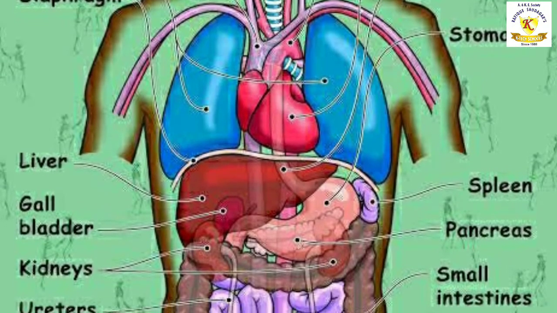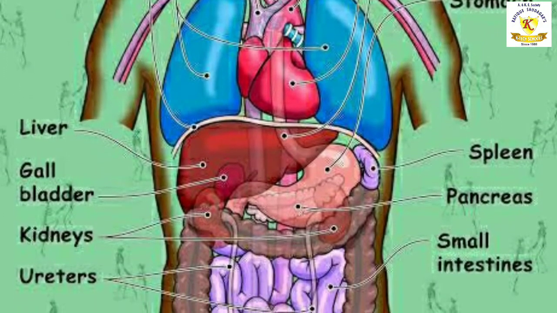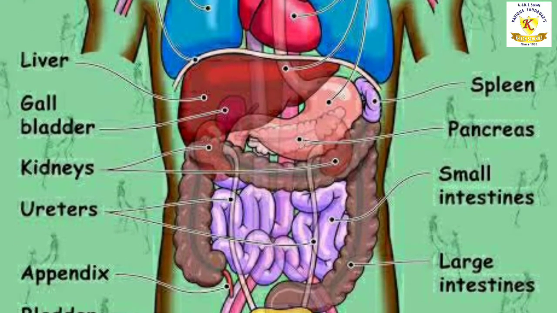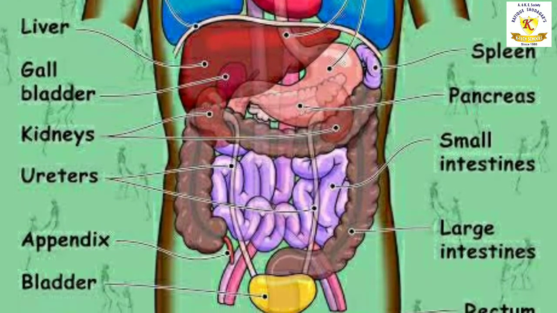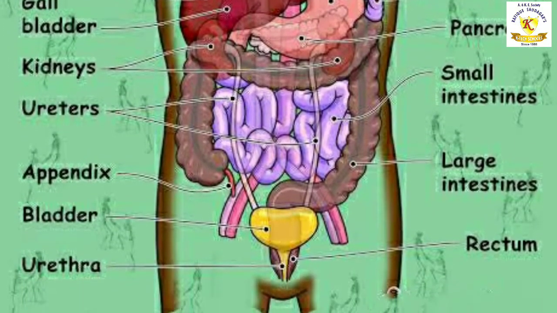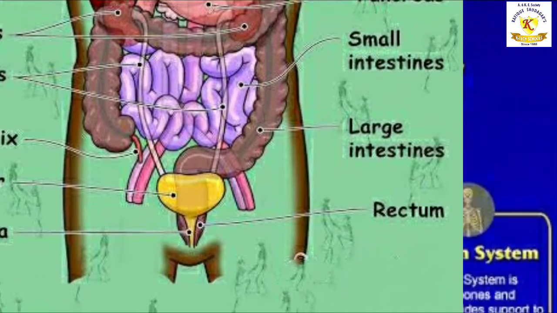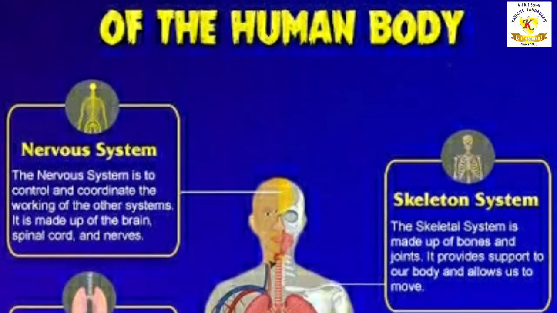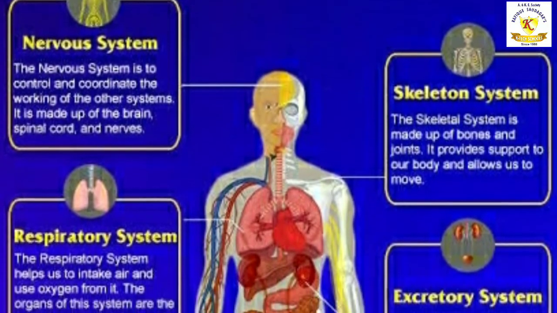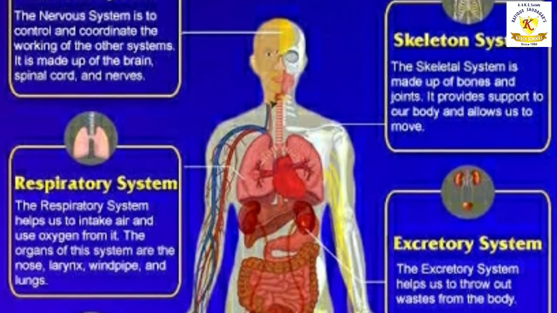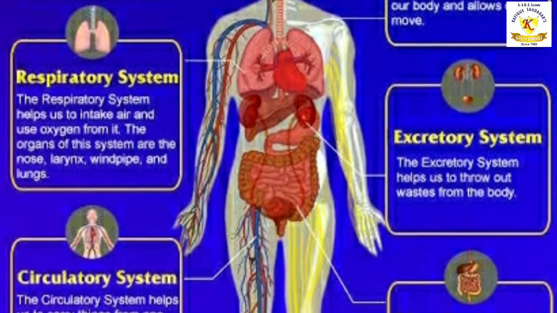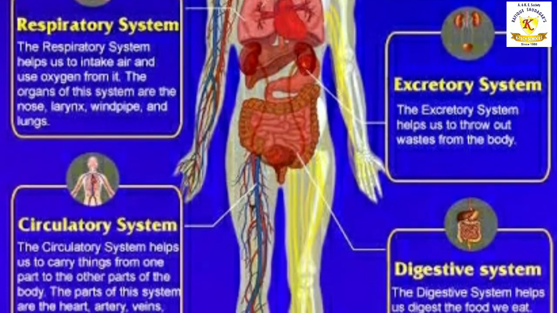These life processes take place in various steps. Specific organs carry out the specific steps. A group of organs working together to perform a specific function is called an organ system. Various organ systems like digestive, respiratory, circulatory, nervous, excretory, reproductive, skeleton, muscular, etc. are functioning in our body.